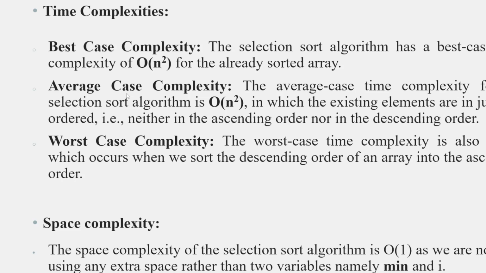Average case means the array elements are in random order. That is also order of n square. In the worst case, the elements are in reverse order. The time complexity is order of n square.